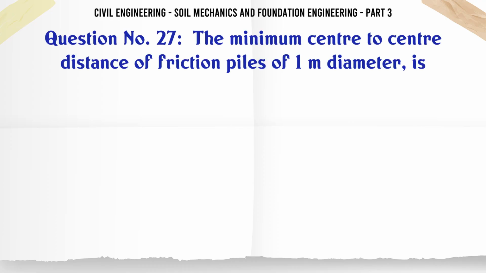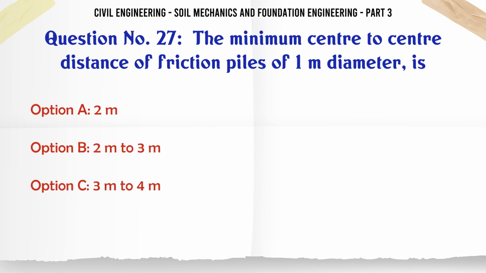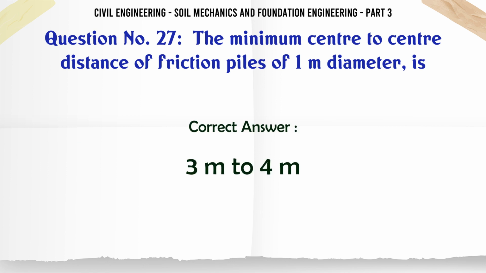The minimum center-to-center distance of friction piles of 1 m diameter is: A. 2 m, B. 2 m to 3 m, C. 3 m to 4 m, D. 5 m. The correct answer is 3 m to 4 m.